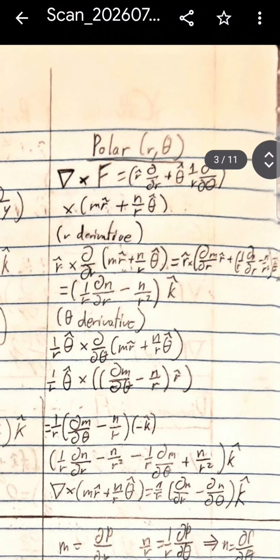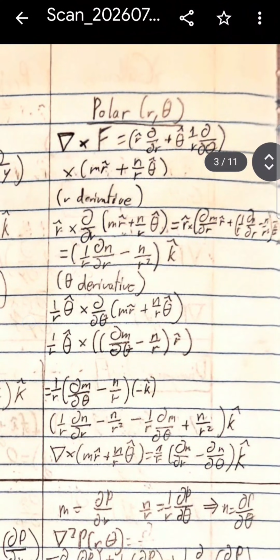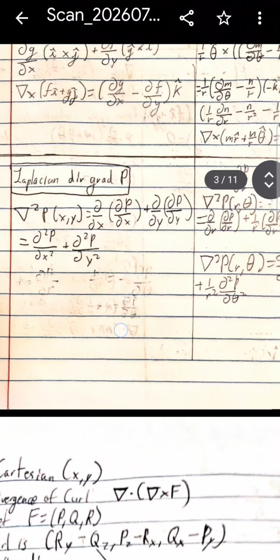The polar form of F equals m times unit vector r plus n over r times unit vector theta. We evaluate the cross products. When you take the r derivative, we get a negative n over r squared k term, and from the theta derivative, we get a positive n over r squared k term, and they cancel out, leaving us with 1 over r times the partial derivative of n with respect to r minus the partial derivative of m with respect to theta, k. On to the Laplacian.